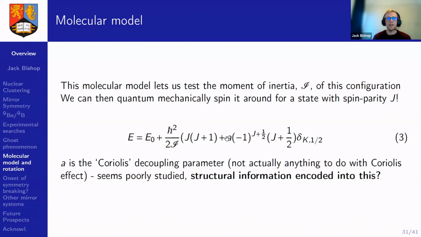And then we get a really ugly term on the left-hand side. This small a value is often called the Coriolis decoupling parameter. We were scratching our heads for a couple of months trying to work out how that comes from the Coriolis force, and eventually realized that it's actually nothing to do with the Coriolis effect at all. So it's just a very badly named thing indeed. And actually, there's perhaps some very interesting structural information encoded into this. So one thing we're looking at is what information is contained within that.